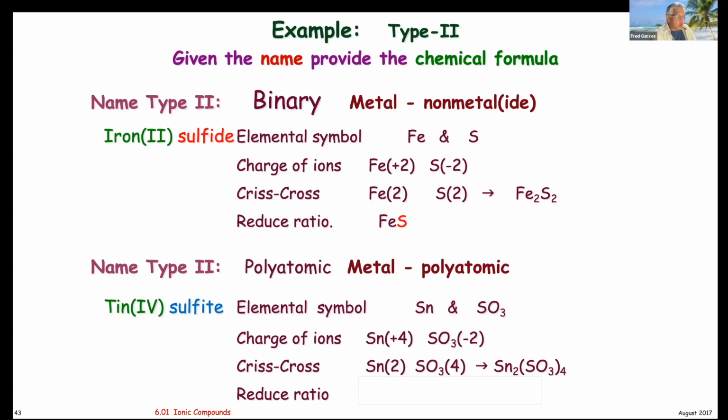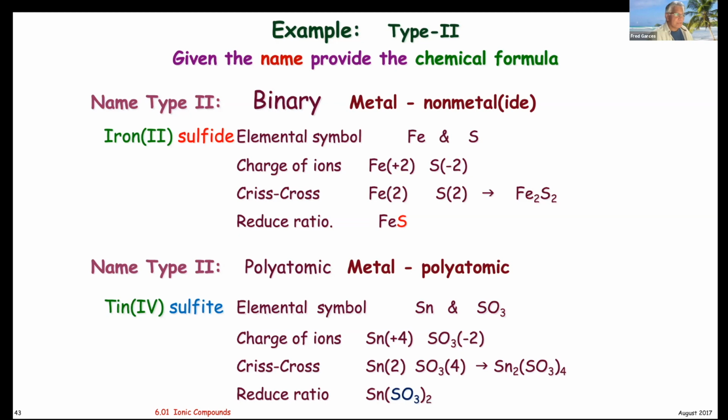We do the crisscross. The 2 goes with the tin. The 4 goes with the sulfite. That's the formula: Sn2(SO3)4. When you have a polyatomic ion and there's more than one, you have to put parentheses around it. This can be reduced to a lower ratio. If you divide both by 2, you have Sn(SO3)2. If you can reduce it to a lower ratio, you need to do so.